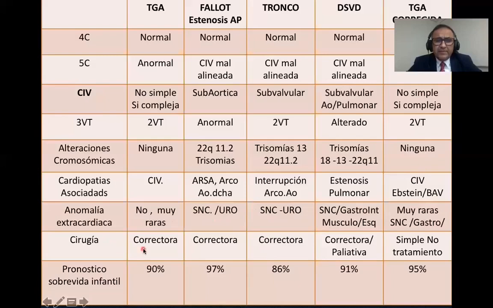In simple transposition of the great arteries, the surgery is generally corrective. In Fallot-type pulmonary artery stenosis, as we mentioned earlier, it is corrective. In Truncus Arteriosus, it is also a corrective surgery, and in double outlet right ventricle, it may be corrective as well. However, in complicated cases, it will be a palliative surgery.